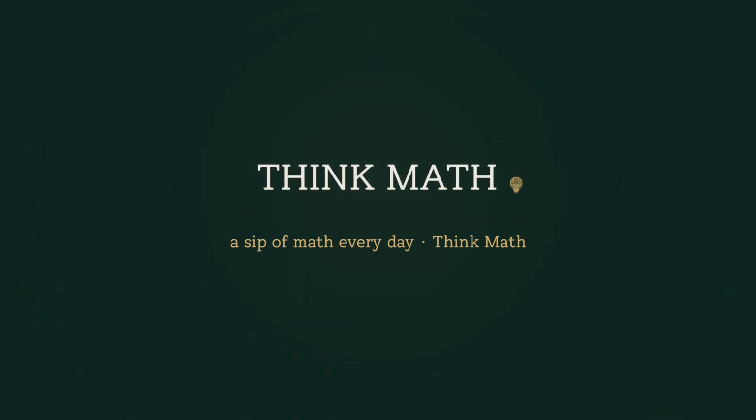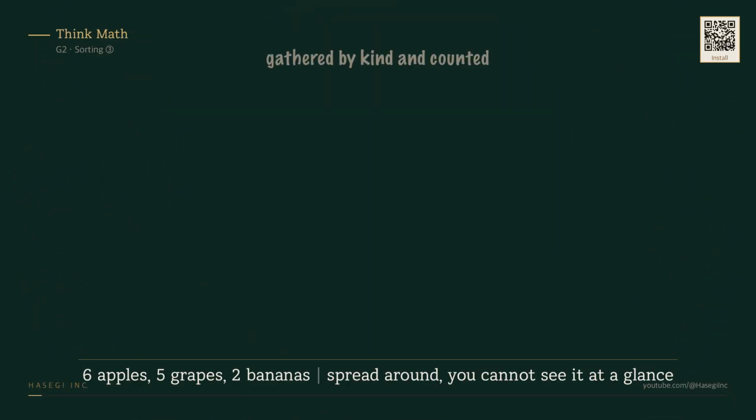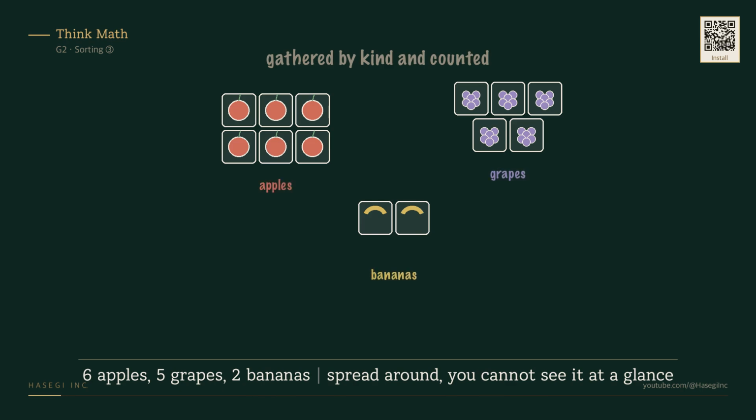Think math. We gathered them by kind and counted. 6 apples, 5 grapes, 2 bananas. But spread around like this, it is hard to see at a glance which one there is the most of.